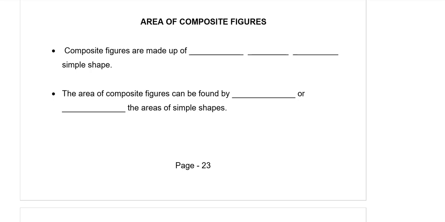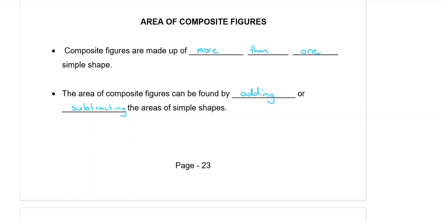So composite figures are made up of more than one simple shape. The simple shapes being our rectangles, squares, triangles, and parallelograms. The areas of composite figures can be found by adding or subtracting the areas of simple shapes. Now, you need to be able to work out when you're adding and when you are subtracting.